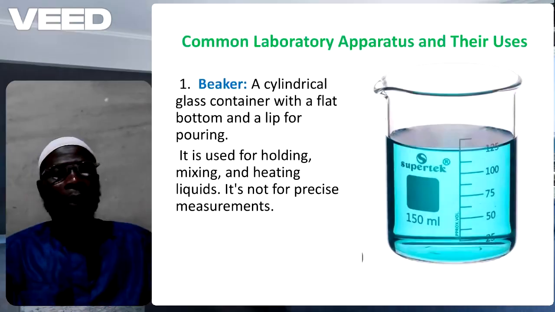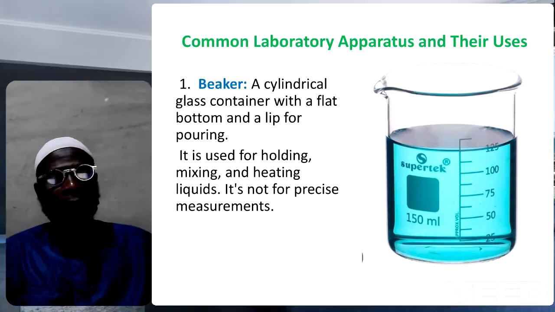The common laboratory apparatus and their uses. So the number one here is the beaker. As you can see, that's the diagram of a beaker. It's a cylindrical glass container with a flat bottom and a lip for pouring. So it is just like a glass cup. It is used for holding, mixing, and heating liquid. It is not for precise measurement.